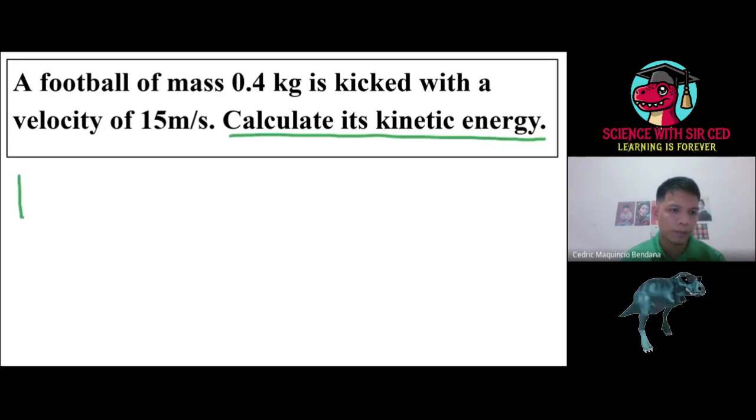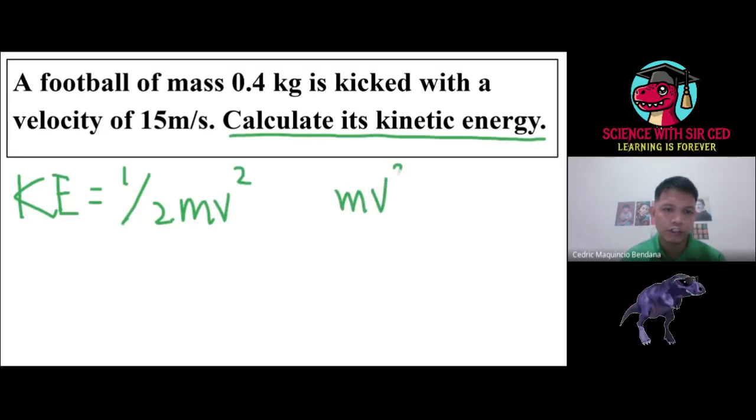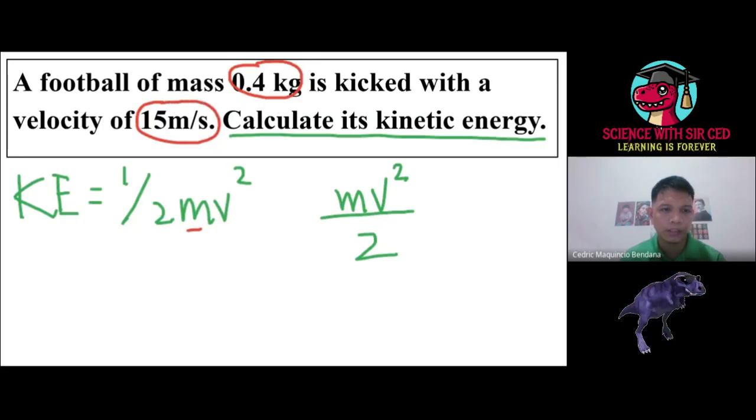If you can still remember, how can we calculate kinetic energy? Kinetic energy can be calculated by 1/2 mv squared, or mv squared divided by 2. Whether you use the first one or the second one, the result will be the same. Now let's check if the variables needed are all present. Is mass available? Mass must be in kilograms. Yes, it's given. How about velocity? Yes. So everything was given, meaning we can proceed.